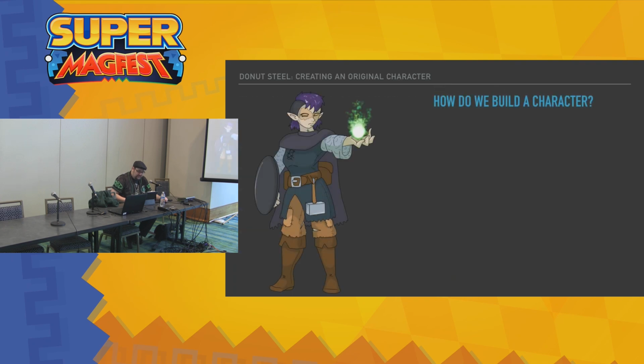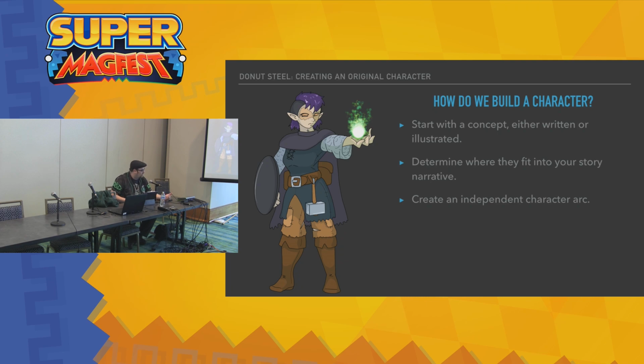Okay. So we're going to say, how do we build a character? Usually we would start with a concept, either written or illustrated, or just an idea that you have formulated at the top of your head. Determine where they fit into your story narrative. You want to create an independent character arc that also goes along with the story, but is also kind of separate from it, like a side plot. Don't forget to include some meaningful flaws to overcome, because a flaw is one of those things that gets in the way and usually will prevent the character from resolving their entire story arc.